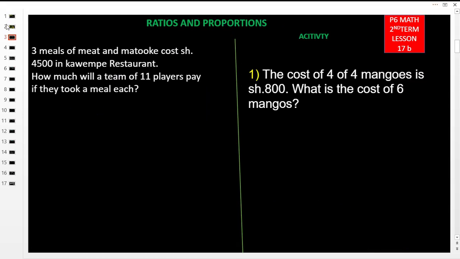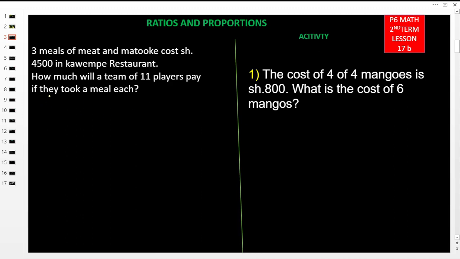Let us get another example. Let me hope that you are with me here. So 3 meals of meat and matoke cost 15 in Kawempe restaurant. How much will a team of 11 players pay if they took a meal each? Now here this number is logical, which means that we have to first understand they were 11 players now, and they're saying that for every 3 meals they are paying for what?